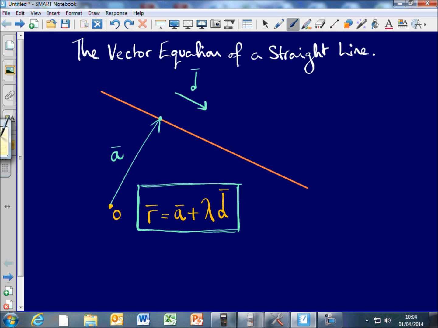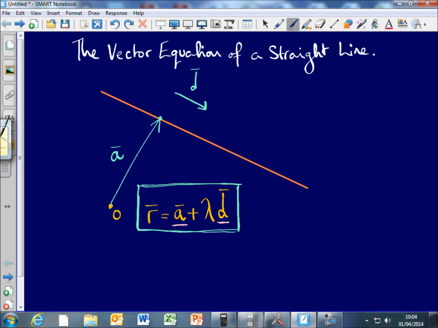Now, it's important that you realise the first part of the equation, the A, is just a vector that gets you to the line. Whereas this second part of the equation, the D component, determines what direction the line is taking, which way it's pointing. So if I were to draw another line with a different equation, which was parallel to this line, then it would have a different A vector, but because it's parallel, it would point in the same direction, so it would have the same D vector. So parallel lines have the same D vector because they point in the same direction.